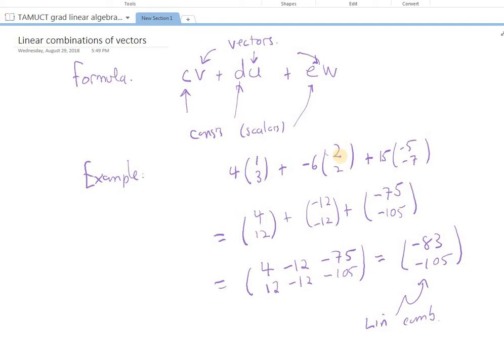Now I can do this with 2 vectors, 3 vectors. I can do it with polynomials. I can do it with any type of vector. I can form this kind of combination, which is called a linear combination. And we're going to see this pattern very often in subsequent discussions.